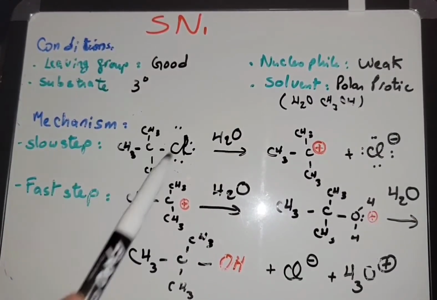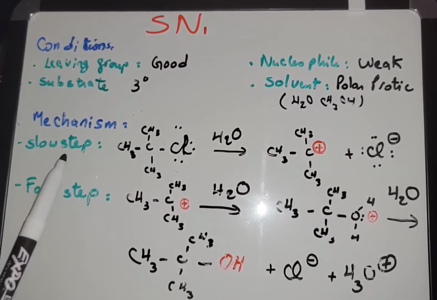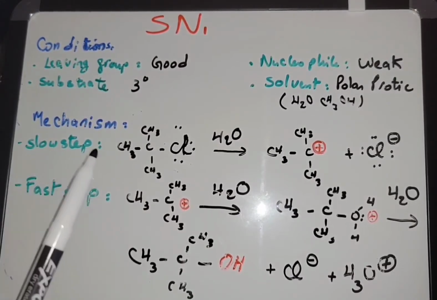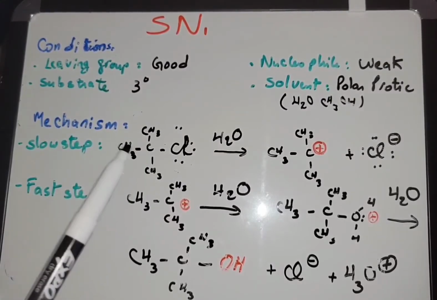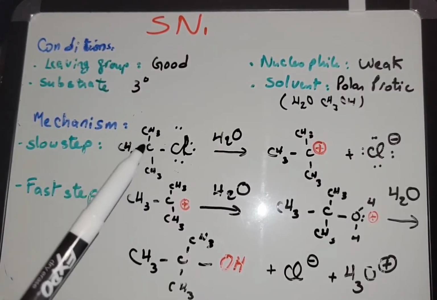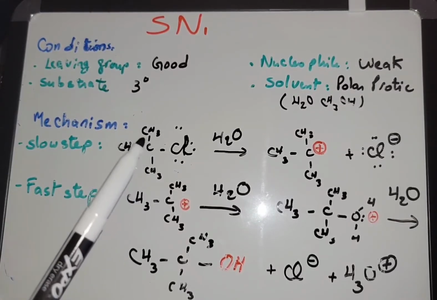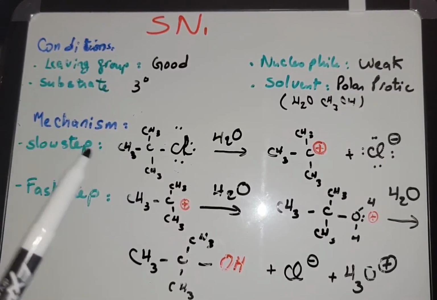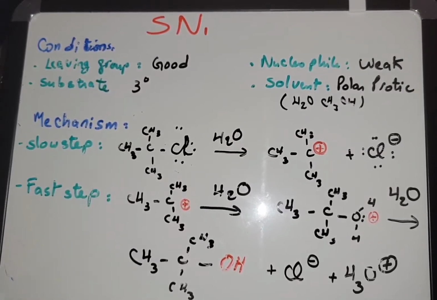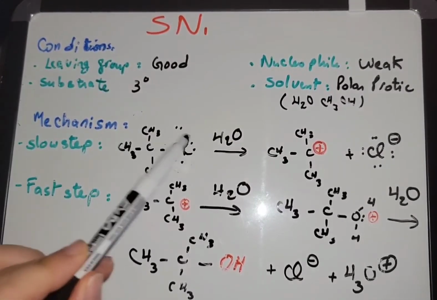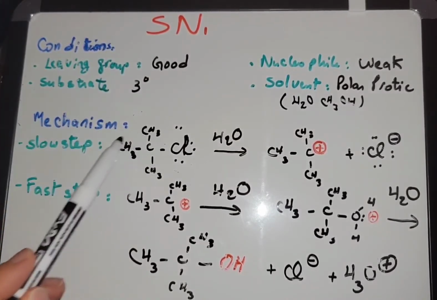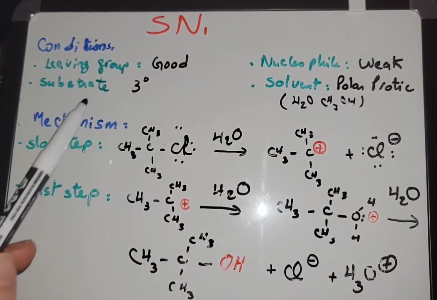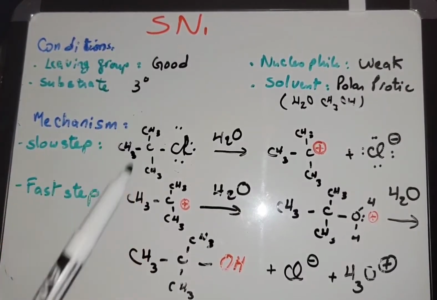Here for the SN1 reaction, we have two main steps: the slow step, which is the rate determining step, and the fast step. The first step is the one which determines the rate of the reaction. So it's a first order reaction, since we have just one reactant participating in the slow step. For the conditions, we have chlorine, which is a good leaving group, and then we have a tertiary substrate, 1, 2, 3 carbons next door, meaning that we are good for an SN1 reaction.